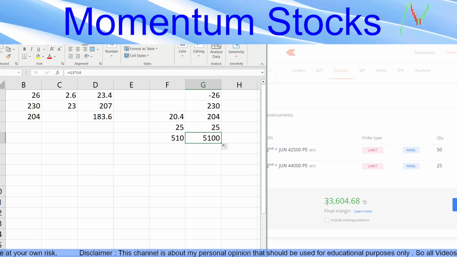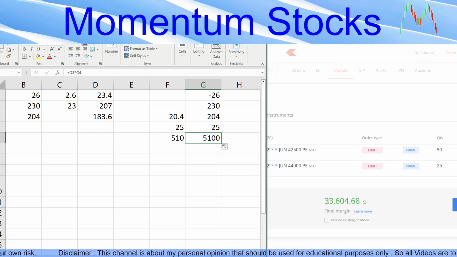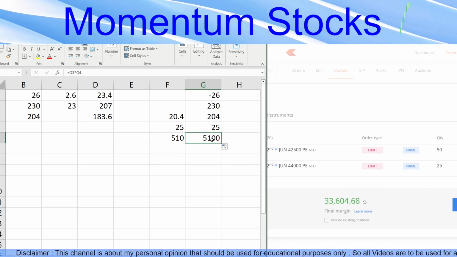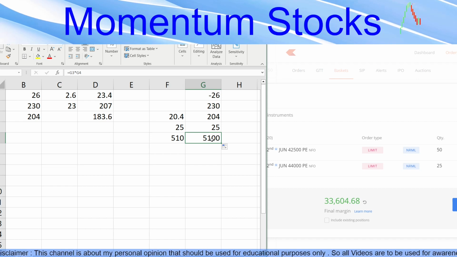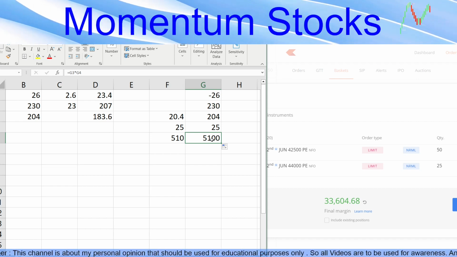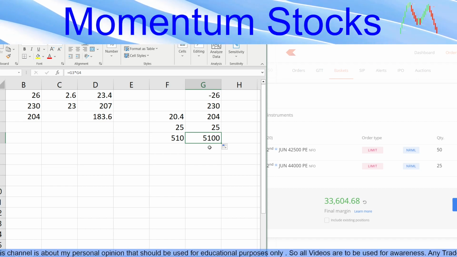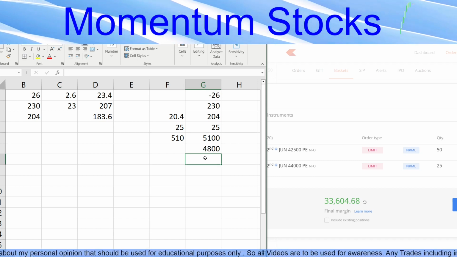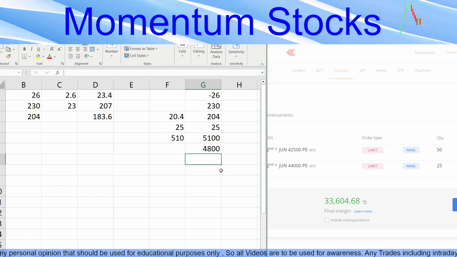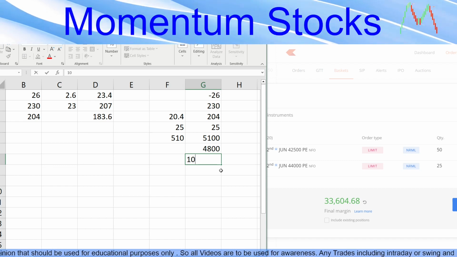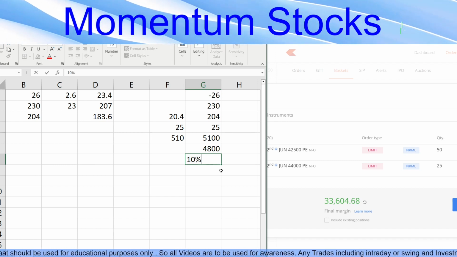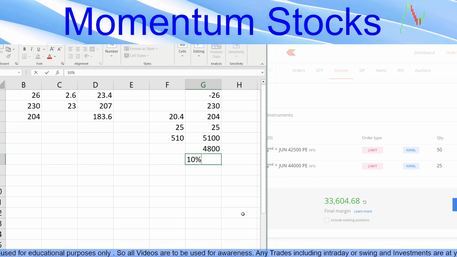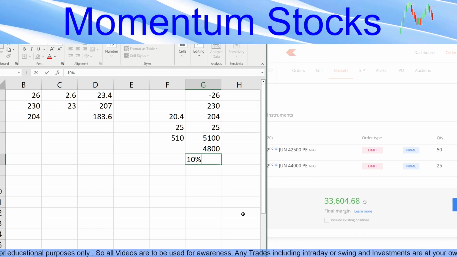Now if you calculate, 33,604 is your investment, out of which you are getting 5,100. Or you can go ahead and deduct all the taxes and the brokerage. That will get you at least 4,800. So this is also a return of more than 10% in a week. So this is how we can continue to trade in bank nifty.